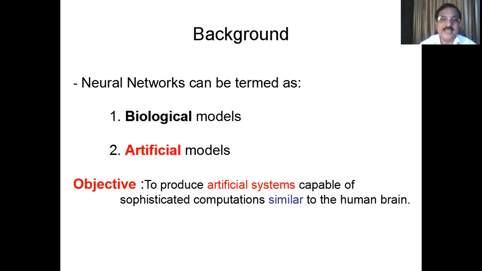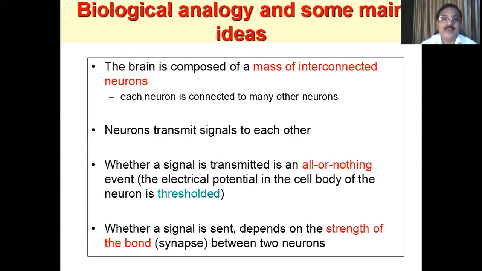It can be termed as a biological neural network and an artificial neural network. The objective of this unit is to produce artificial systems capable of sophisticated computation similar to the human brain. The biological analogy and some main ideas about the neural network are as follows: in the human body, the brain is composed of a mass of interconnected neurons.